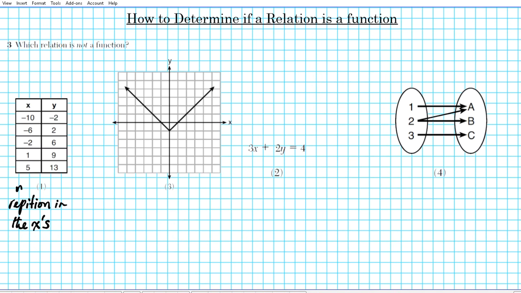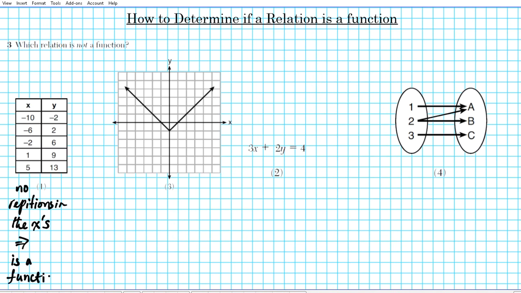Okay, so let's just be more specific. No repetitions in the x's. All right, so look at all the x's. Are there any repetitions? There are no repetitions in the x's. So what does that tell us? This relation is a function. Why is it a function?